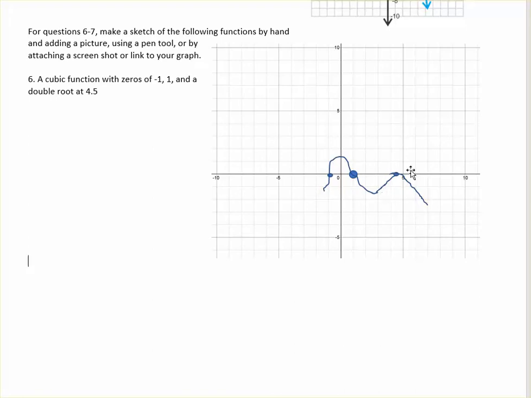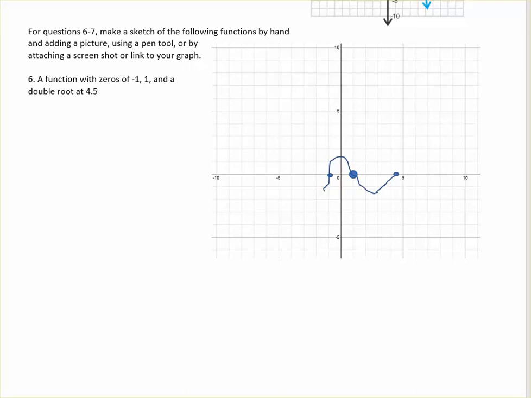So 1, 2, oh, I've got too many points of inflection. That would be an even, so I need to adjust this a bit. Let's see, how could I adjust this so that it would be a cubic function with a double root at 4.5. Actually, if it has a double root at 4.5, this would not be cubic. This would be quartic. It would be a fourth, because 1, 2, 3, 4. So my drawing was okay because it would have 3 points of inflection. I just need to fix the worksheet.